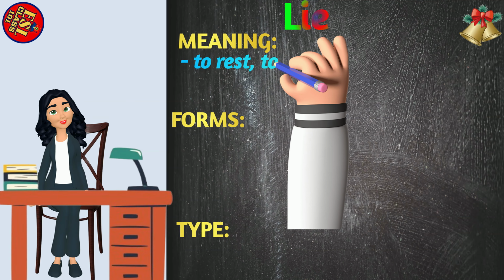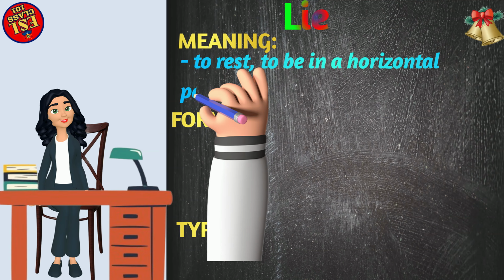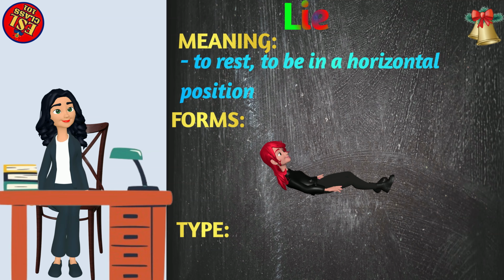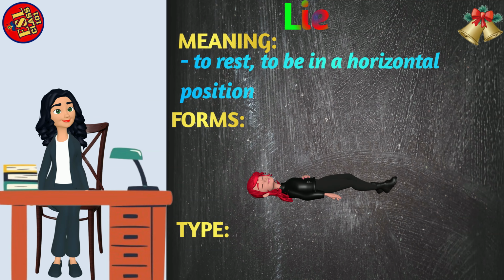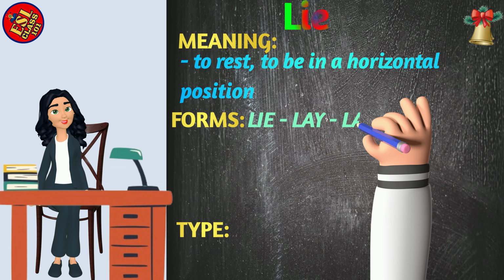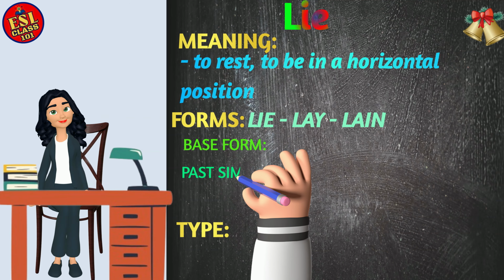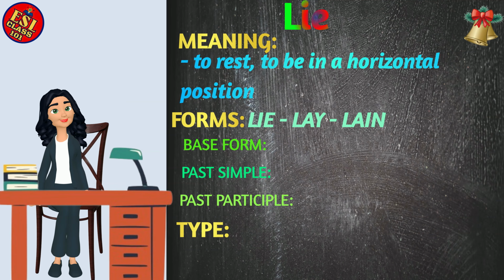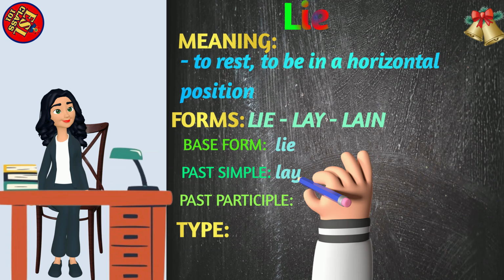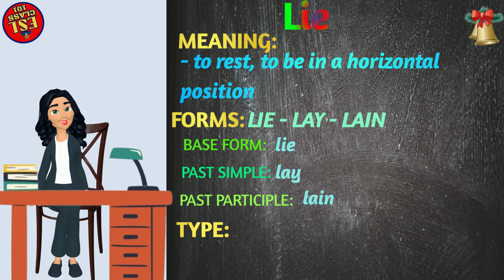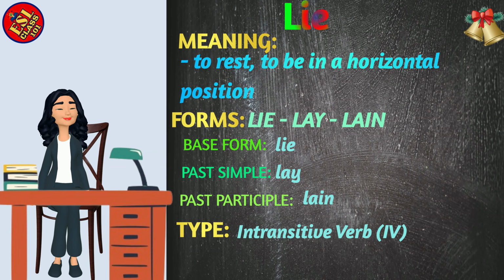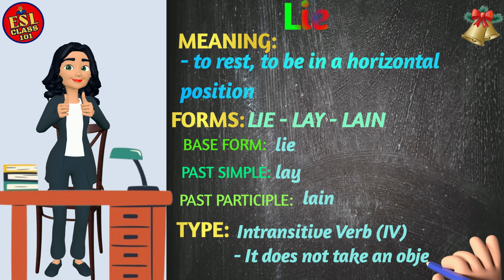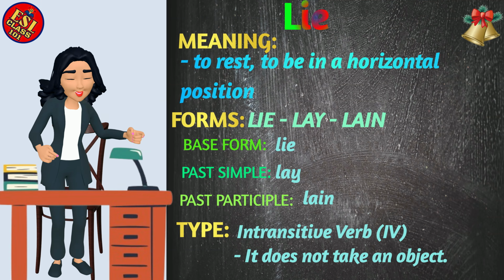The verb lie means to rest or to be in a horizontal or reclining position. Its forms are lie, lay, and lain. Notice the spelling. The base form is lie, the simple past form is spelled lay, and the past participle is spelled lain. Unlike the verb lay, which always requires an object, the verb lie is intransitive. This means it does not take an object. Please take a moment to review the outline carefully.